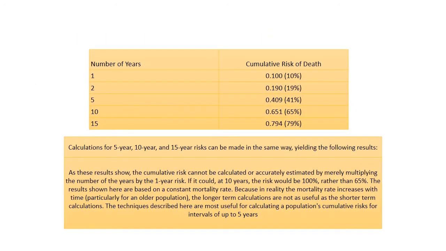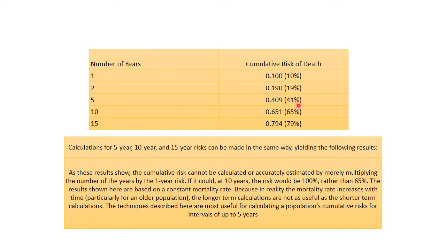So looking at these different calculations based on what we saw in the formula on the previous slide, you can see here that in 1 year, the cumulative risk of death was 10%, right? At 2 years, you can't just multiply 10% times 2. It's not 20%. It comes out to be 19%. Close, but still not the same. At 5 years, if you just multiply 5 times 10%, you'd expect 50% of everyone to be dead. That's not really the case. What it actually works out to be, doing that calculation, is 41%.